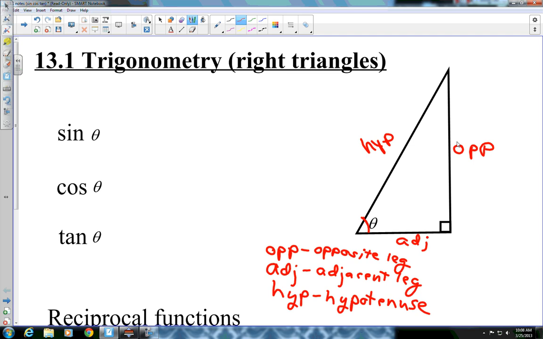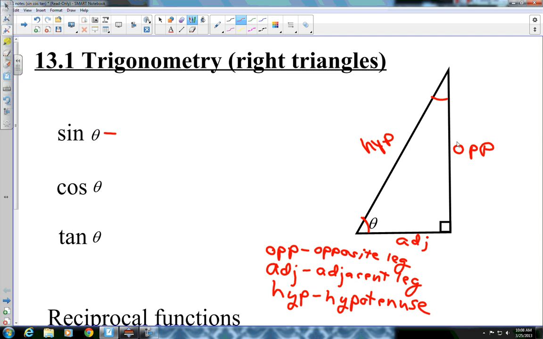Now a reminder, if I use this angle up here, everything changes. The hypotenuse stays the same, but the adjacent becomes the opposite, and the opposite becomes the adjacent. So identifying which angle you're finding the trig function for is essential.